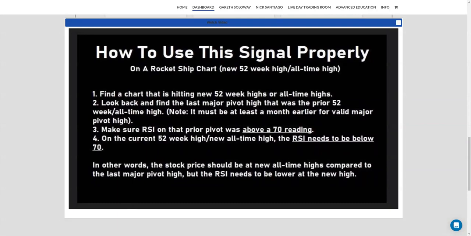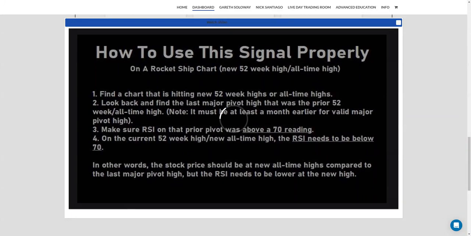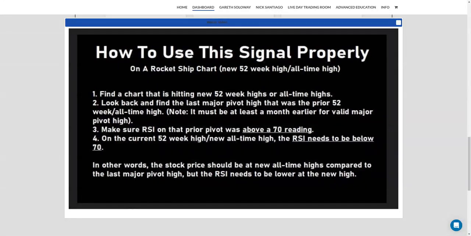All right, on the current 52-week high, so now we're back from looking at the past one, which was a reading above 70. On the current 52-week high, new all-time high, the RSI needs to be below 70. Okay, so in other words, when you see this divergence, above 70 before and currently below 70, but the stock price is at a higher high, the stock price is basically telling you that there's distribution going on here. That's very, very important to understand, and that's why this tactic works so well.